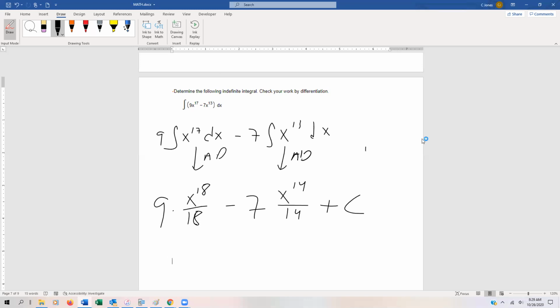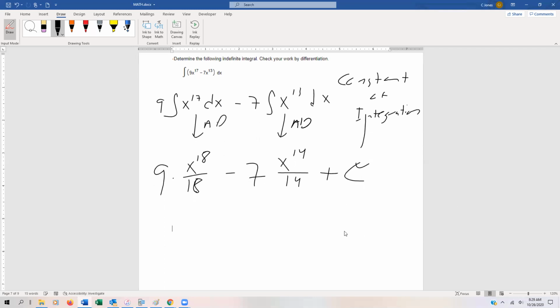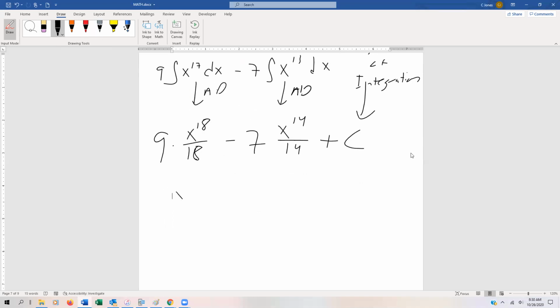Remember c was just a constant. Now we're going to call that a constant of integration. Same thing as a constant of anti-differentiation. We could certainly simplify this expression, just because we know that 9 and 18 share a common factor of 9, and 7 and 14 share a common factor of 7. So this is going to be x to the 18th over 2, that's an 18, sorry about that, minus x to the 14th over 2 plus c.